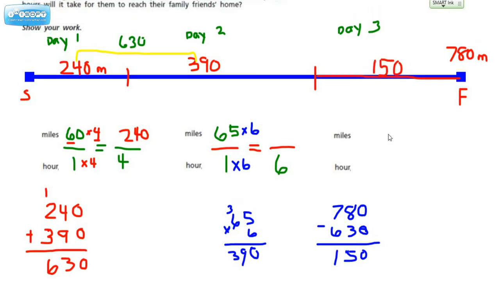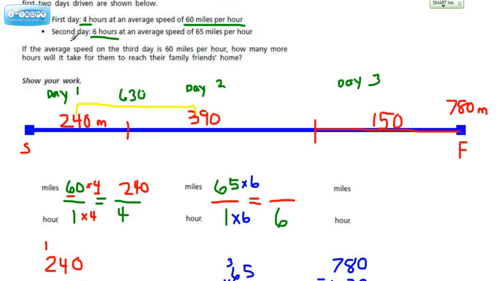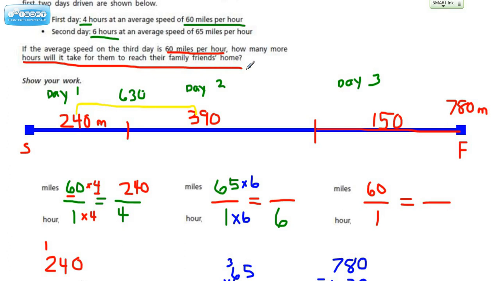Now let's look at what they're asking. They want to know if the average speed on the 3rd day is 60 miles per hour. So we're going to take this right here and let's put it in our proportion. 60 miles per hour. They want to know how many more hours will it take for them to reach their family friend's home. Now we know the distance, this is in miles, so we're going to put the 150 right here. We want to know the time, right? The hours. So we're trying to figure out this value right here. So let's put an H for hours.